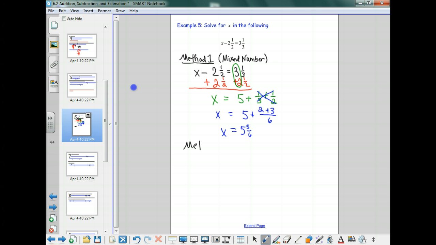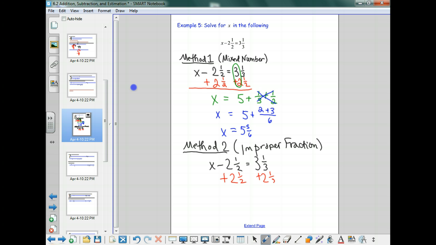Yes. Method 2 is an improper fraction approach. Method 2 takes x minus 2 and 1/2 equals 3 1/3, and in some sense it starts out the same. We're going to put the 2 1/2 on the other side. The difference is how we combine those two numbers. Instead of having 2 1/2 and 3 1/3, we're going to change those individually into improper fractions.